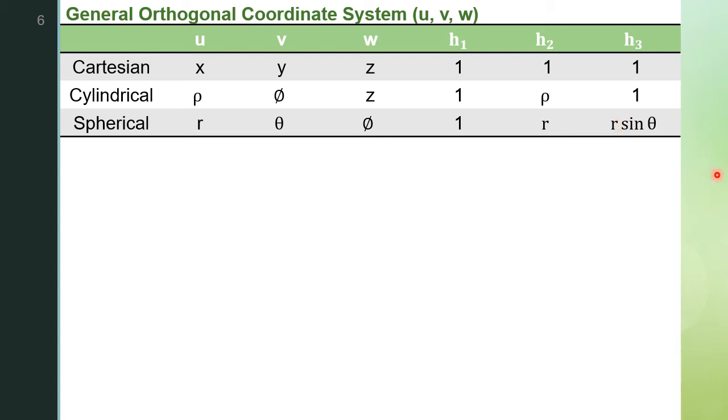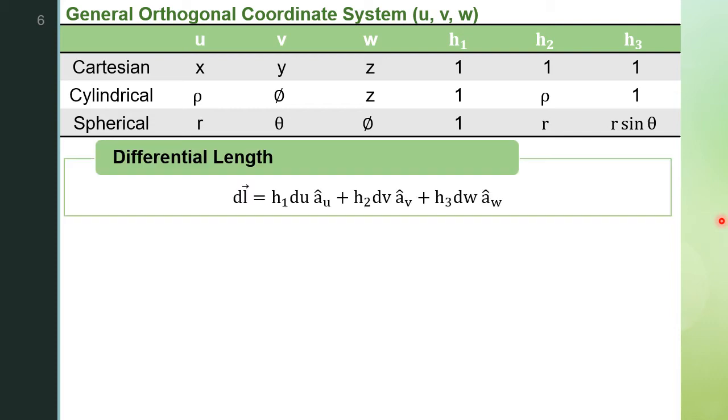So we will generalize the equation for differential displacement, area, and volume. So when you consider the differential length, we wrote for Cartesian as dx ax cap plus dy ay cap plus dz az cap. In general, you can multiply h1 with our differential length along u and the unit vector is au cap. The second one is h2 into dv av cap plus h3 into dw aw cap. So you can get the differential length in any coordinate system.